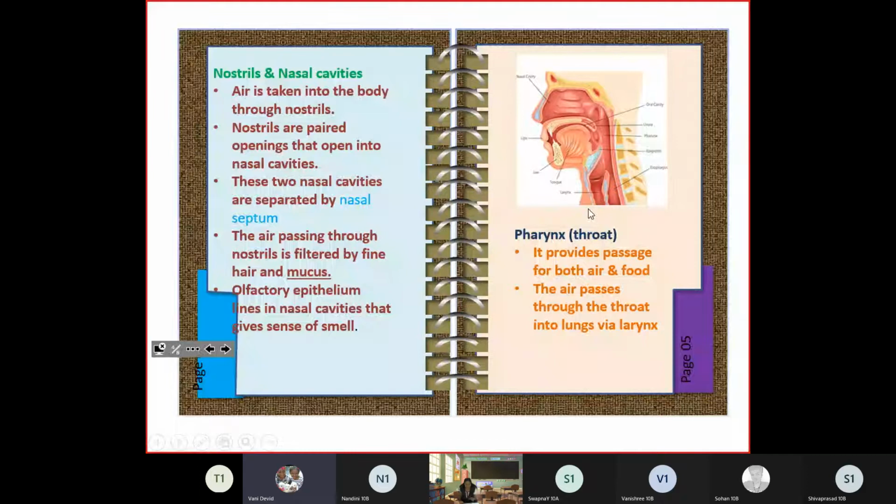And remember children, the sense of smell is done by the olfactory epithelium. This olfactory epithelium lies in the nasal cavity and gives the sense of smell. Next, coming to the pharynx. After the nasal cavity, you have the pharynx, which is also called the throat. It provides passage for both food and air. So air passes through the throat into the lungs via the larynx.